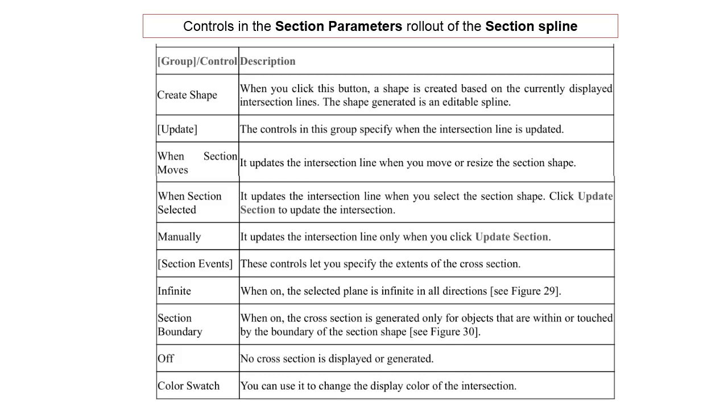Now on the Section Parameters rollout of the Command Panel, click Create Shape. In the Name Section Shape dialog that appears, type the name for the spline and then click OK. Now select the shape in the Scene Explorer and then move it away using the Move tool. The length and width controls in the Section Size rollout control the size of the section rectangle.